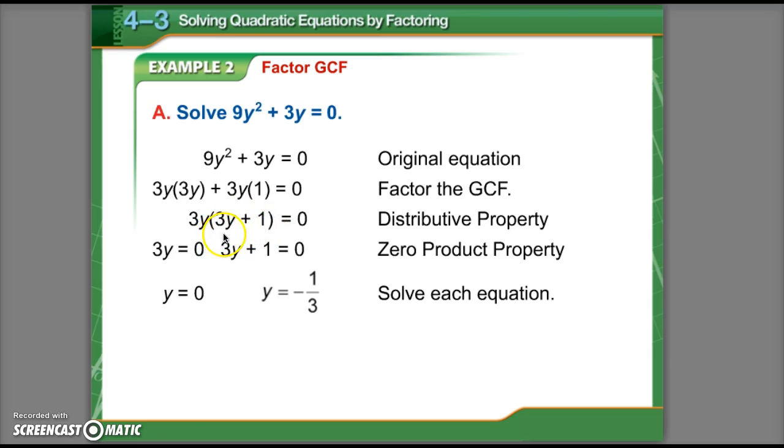So what that means is that our first factor is 3y. Our second factor is 3y plus 1. And remember that 3y, that was the GCF, the greatest common factor. So that means from here that either 3y is going to equal 0 or that 3y plus 1 equals 0. And then you're just going to solve each of these equations. In the first equation you get y is 0. In the second equation you get y is negative 1/3.